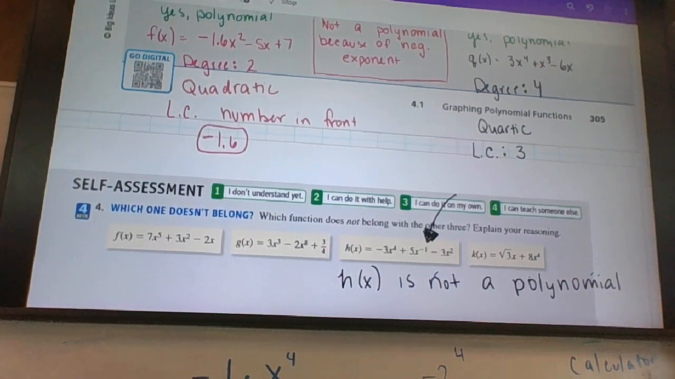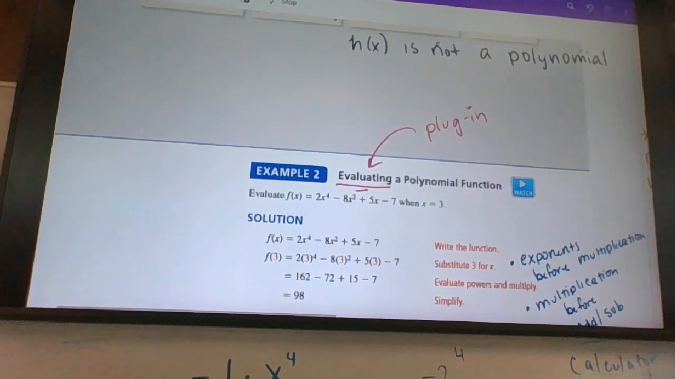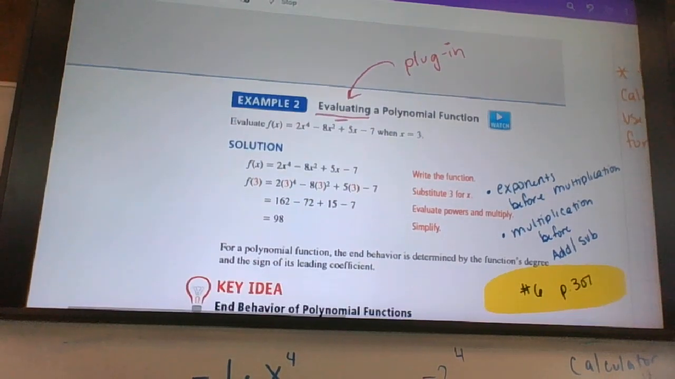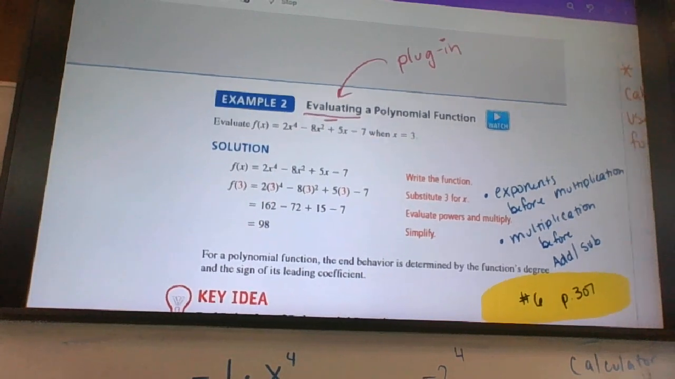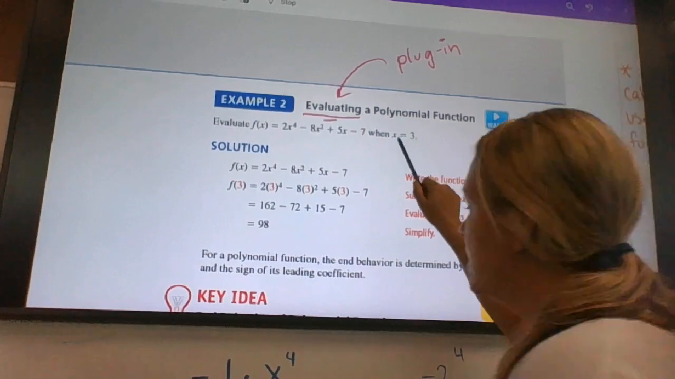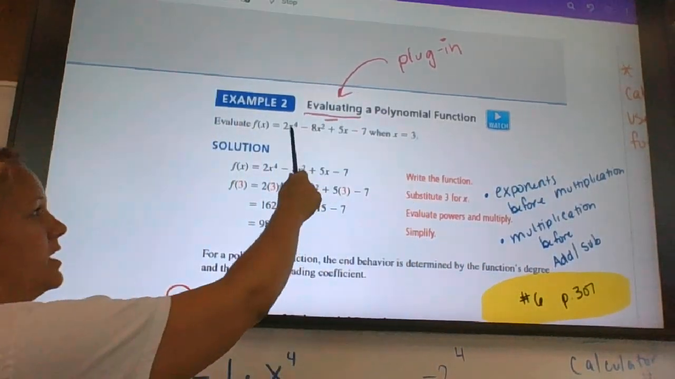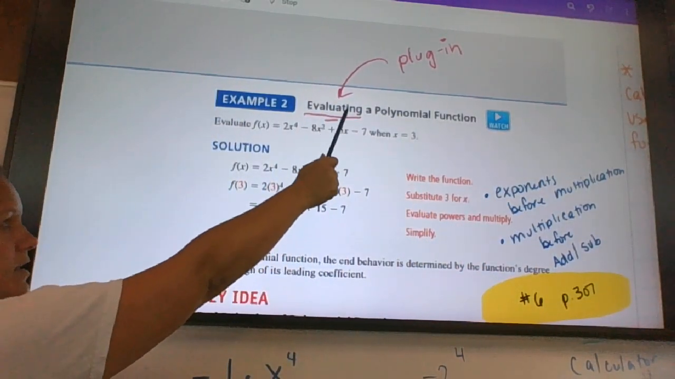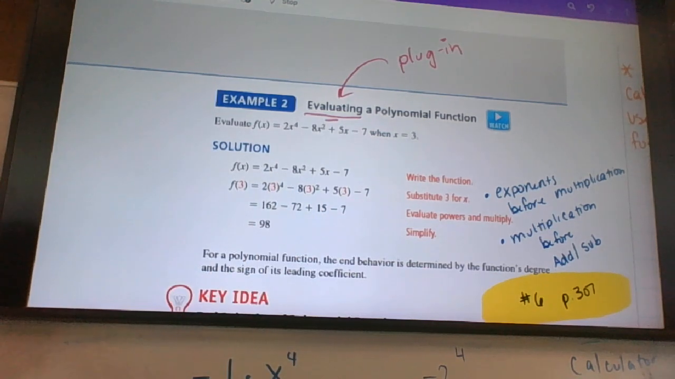Alright guys, so there's only one other topic we need to cover. It's right here, example 2. Plugging in. So evaluate means just to plug in. So this says evaluate where x is 3. So you have to put that number in here, and here, and here, and simplify it correctly, and you'll be surprised. We'll hear a lot of different answers here.